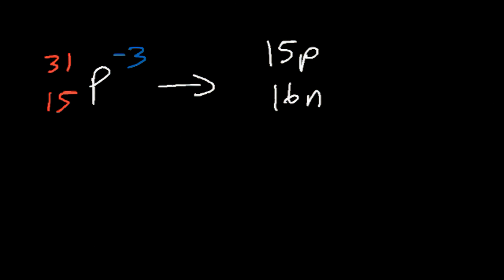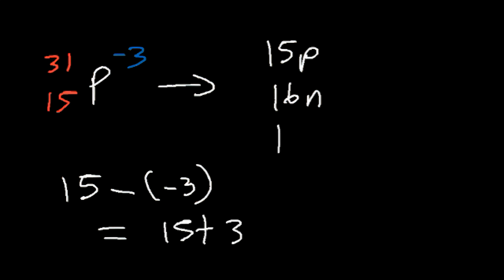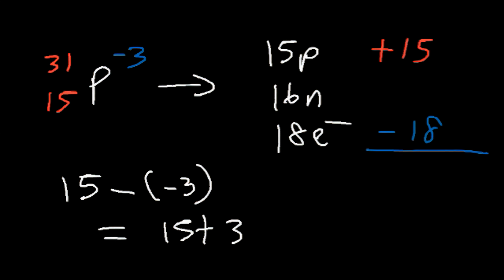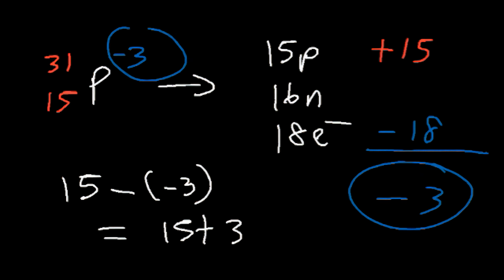To calculate the electrons, it's the atomic number minus the charge. 15 minus negative 3 is the same as 15 plus 3, which is 18 electrons. So if you add up the charges, we have a net charge of positive 15 from the 15 protons and a net charge of negative 18 from the 18 electrons. So the overall charge, 15 plus negative 18, is negative 3. So whenever an ion has more electrons than protons, it has a net negative charge. If it has more protons than electrons, then the overall charge is positive.